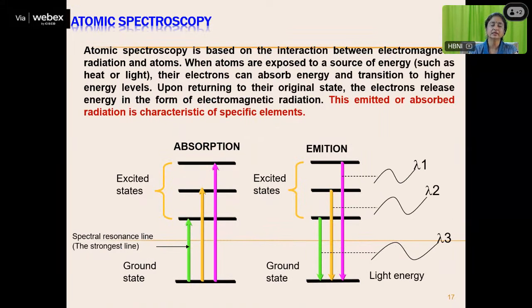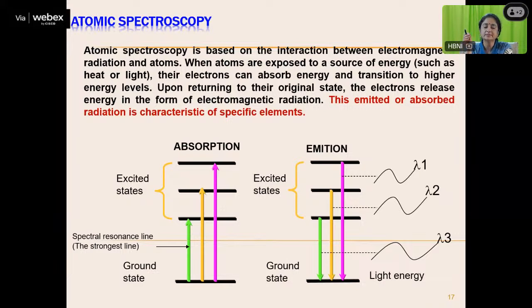Now let us look into atomic spectroscopy. This was molecular spectroscopy. Let us go into a bit more detail on atomic spectroscopy, because molecular spectroscopy is very general and you have already learned it in your BSc and at that level. So now we'll be looking into atomic spectroscopy.